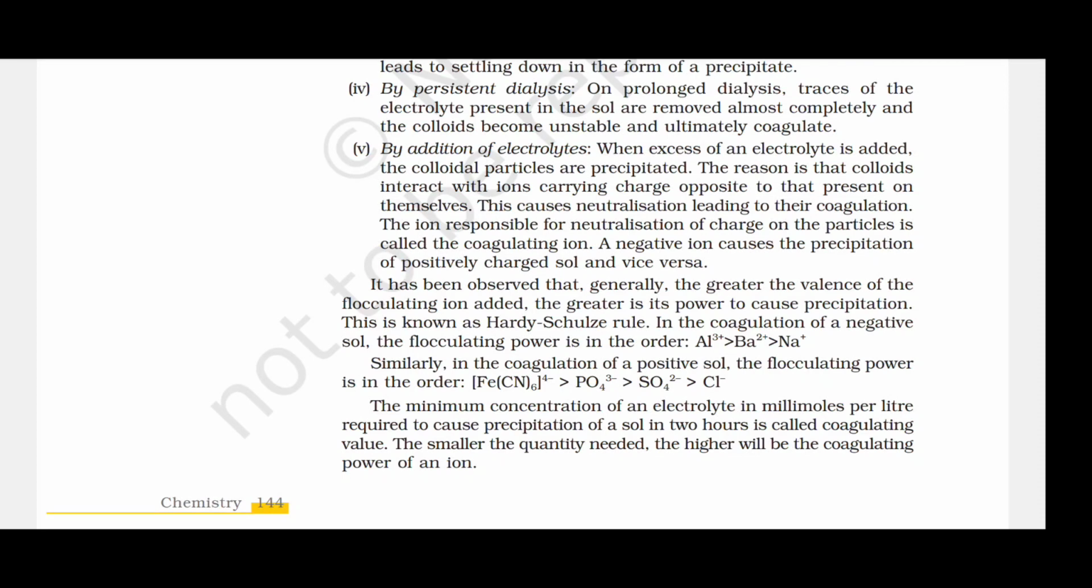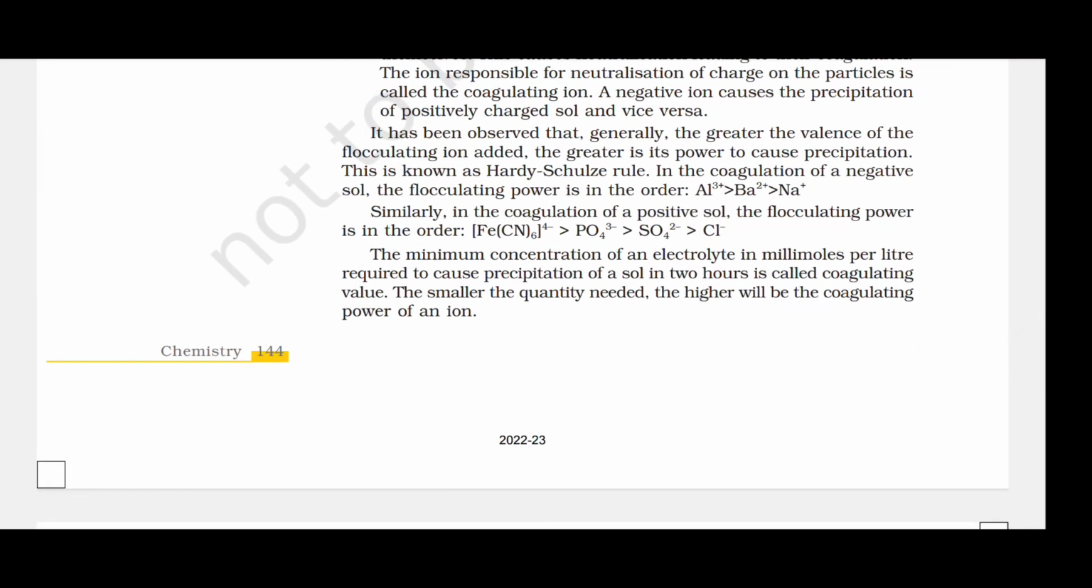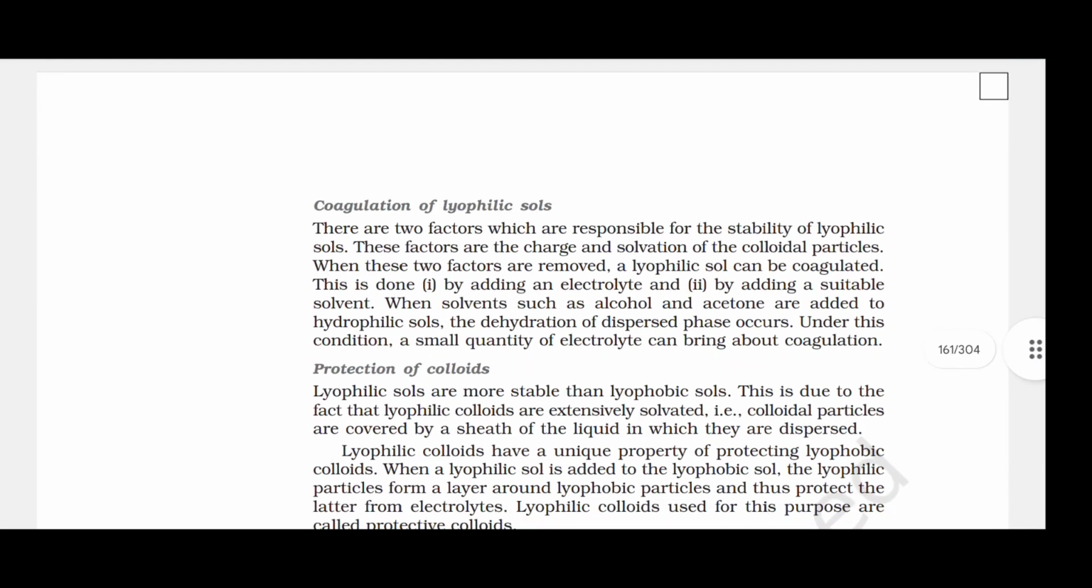Similarly, in the coagulation of a positive sol, the flocculating power is in the order of Fe(CN)6 4 minus is greater than PO4 3 minus, then SO4 2 minus and Cl minus. As the negative charge is higher, it has more power. The minimum concentration of an electrolyte in millimoles per liter required to cause precipitation of a sol in 2 hours is called coagulating value. The smaller the quantity needed, the higher will be the coagulating power of an ion.